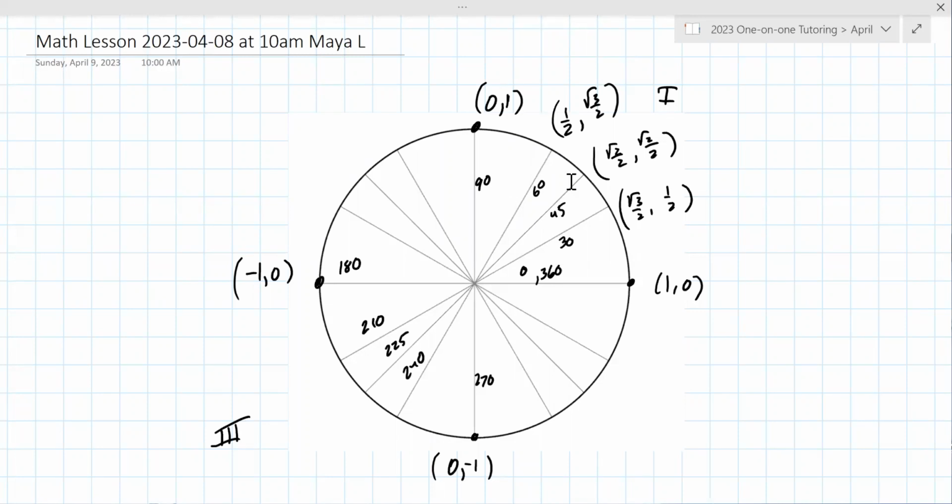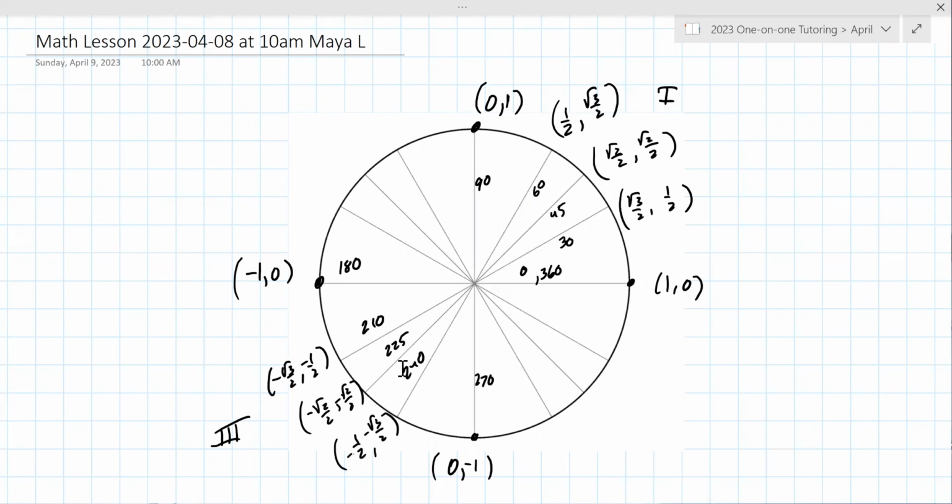The ordered pairs are, again, you just follow that line all the way across there. They're just the negatives of those. So that's negative square root of 3 over 2, comma, negative 1/2; negative square root of 2 over 2, negative square root of 2 over 2; negative 1/2, comma, negative square root of 3 over 2. And that takes care of that.